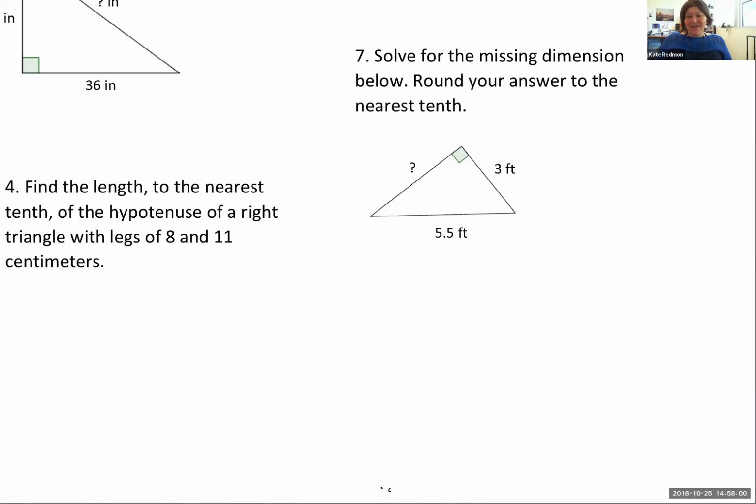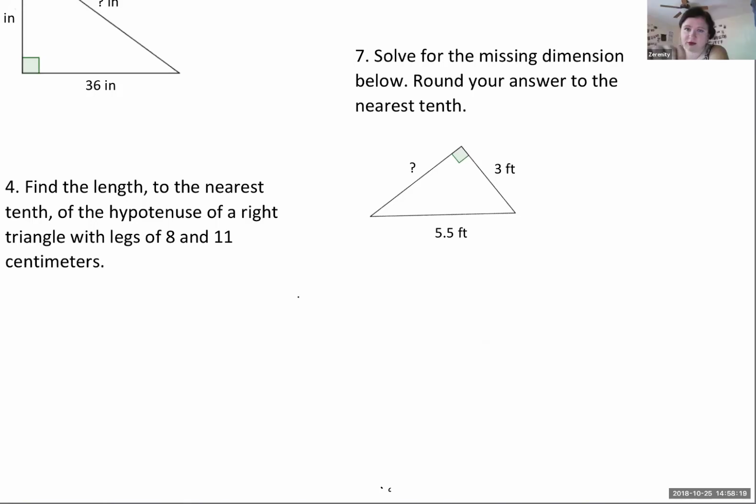7 says solve for the missing dimension below, round your answer to the nearest tenth. Now, I realize that I titled this video, The Pythagorean Theorem. So you're pretty sure that the first step is always to write down the Pythagorean Theorem. But, you know, when you go to take the GED, it's not going to be Pythagorean Theorem day. So give me some proof in this problem that the Pythagorean Theorem is what I need.